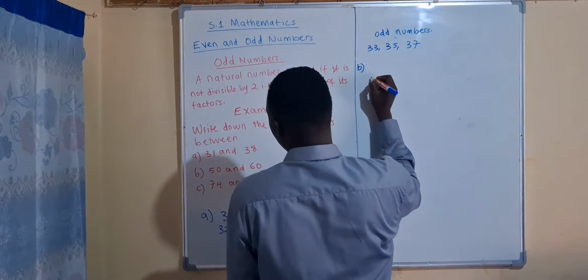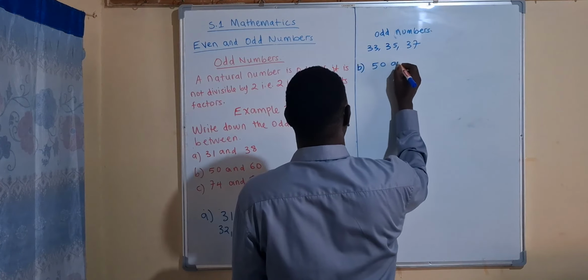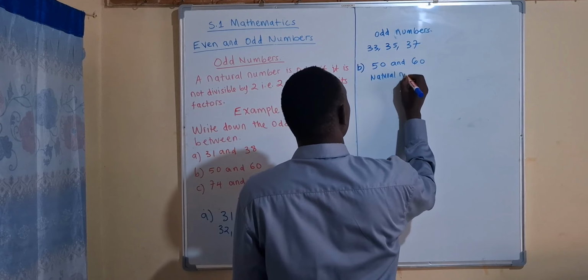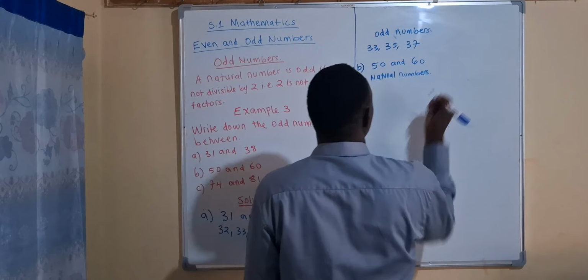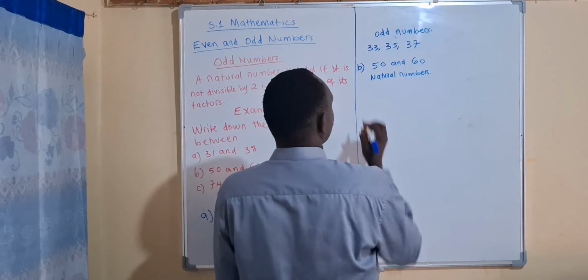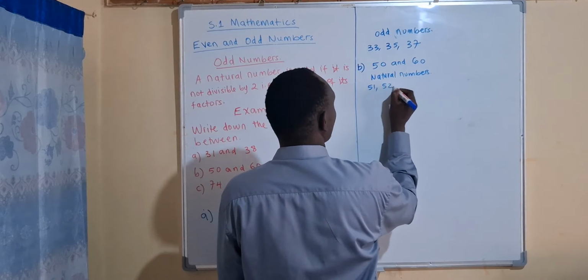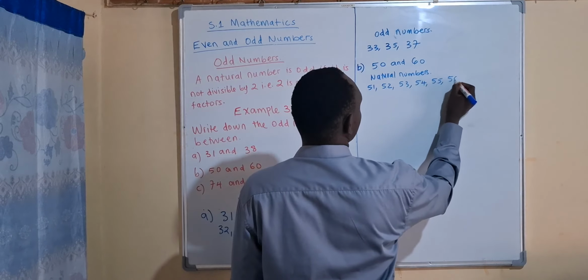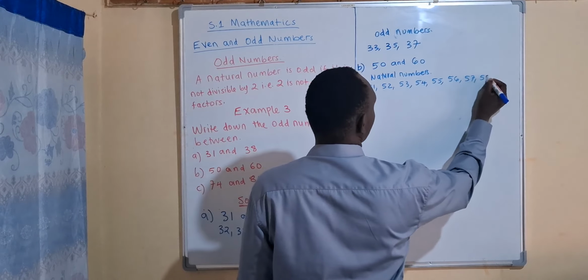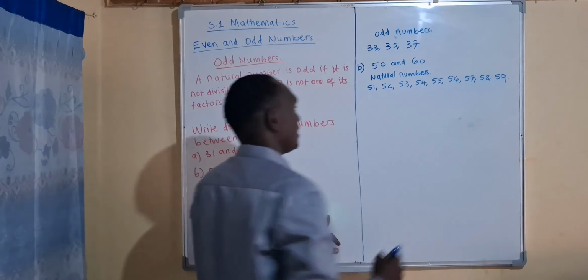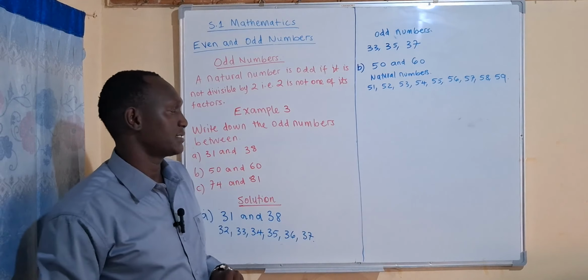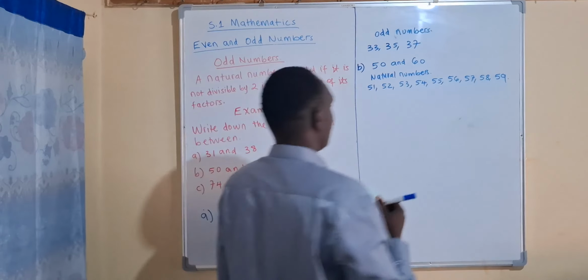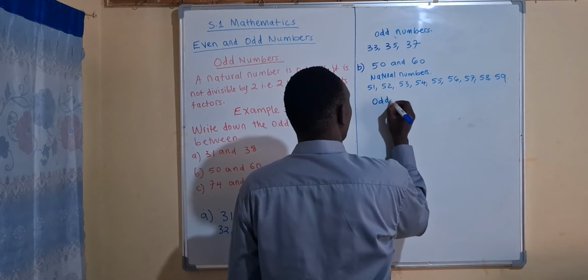So going to part B, the odd numbers between 50 and 60. And as usual, we start by listing the natural numbers in that range, or a set of numbers that is between 50 and 60. So this becomes 51, 52, 53, 54, 55, 56, 57, 58, and 59. Those are the numbers that are between 50 and 60. And then you go on to see which one when you divide by 2 there is a remainder, and they are always alternating, even, odd, even, odd.